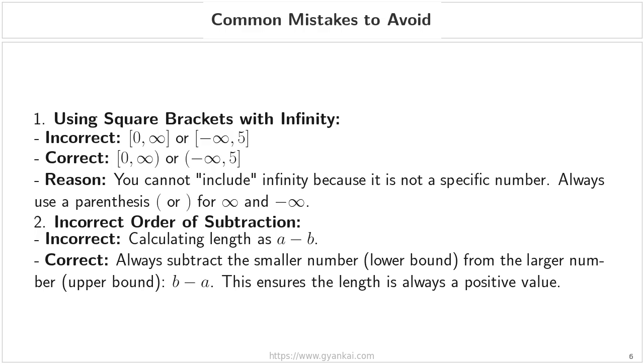Second, be careful with the order of subtraction when calculating interval length. I have seen students attempt to calculate the length as a minus b. This is a mistake. To ensure that your result is always a positive value, which is essential since distance cannot be negative, you must always subtract the smaller number, which is your lower bound, from the larger number, your upper bound. So, always use the formula b minus a.